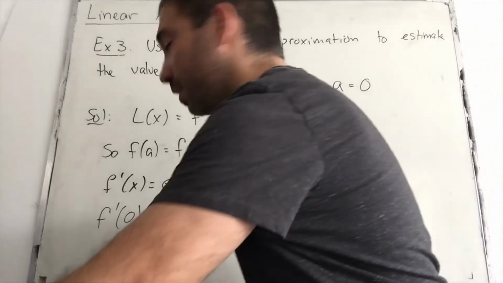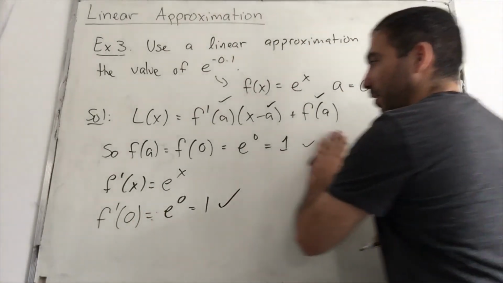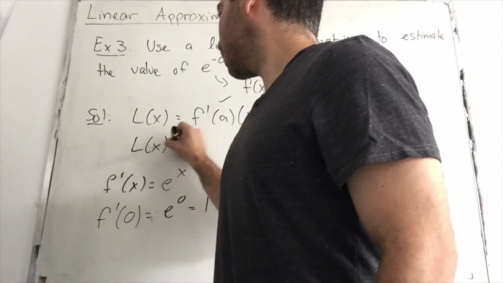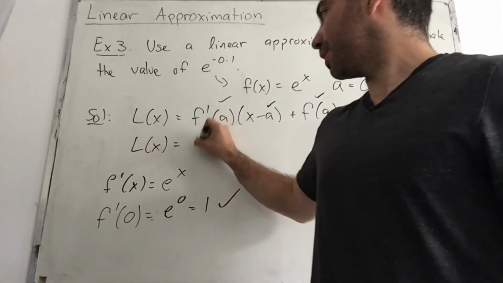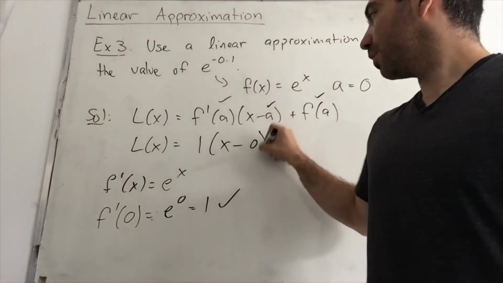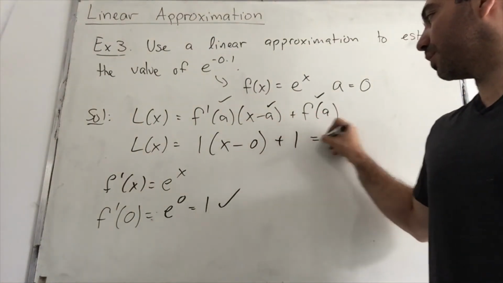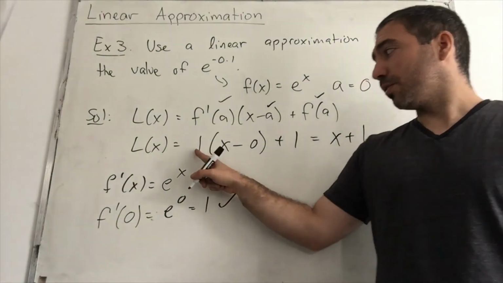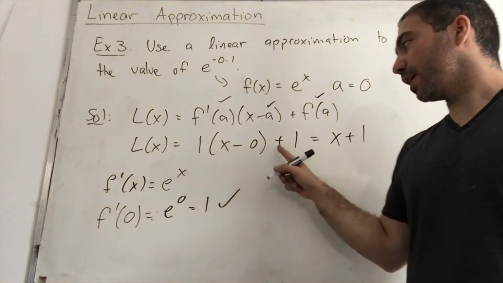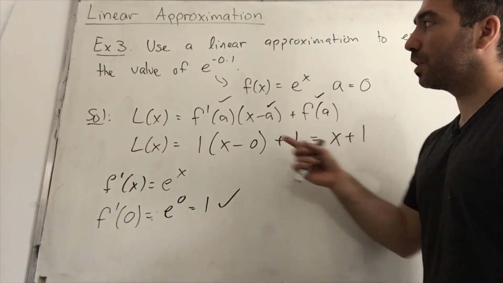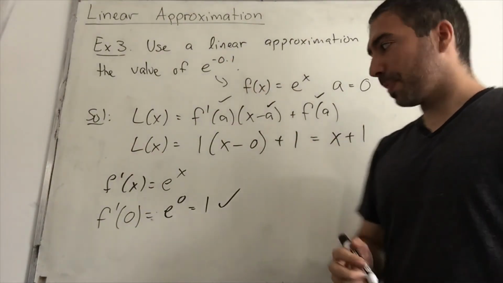Let's erase this and create our linearization formula. L of x is equal to f prime of a, which we said was 1, times (x minus a), which we said is x minus 0, plus f of a, which is 1. So it's simply x plus 1. X minus 0 is x, we're left with times 1, just x plus 1. So this is our linearization formula, and this is what we're going to use to approximate this value here.